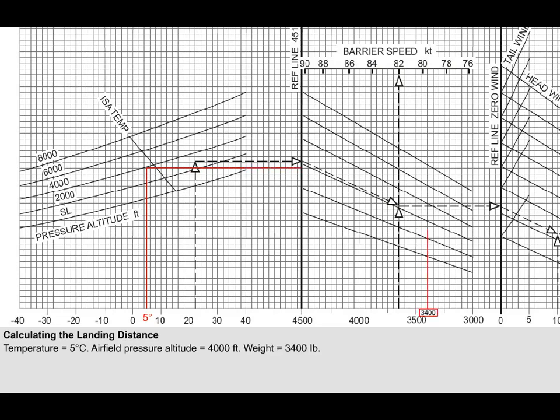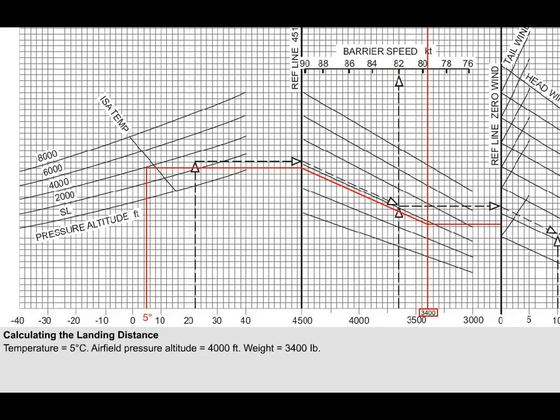The next variable is mass. In our example, let us assume a mass of 3,400 pounds and a VREF of just below 80 knots. From the reference line, we must move down using the sloping guidelines until we reach 3,400 pounds, as shown here. From this point, we go horizontally to the right until the next reference line.